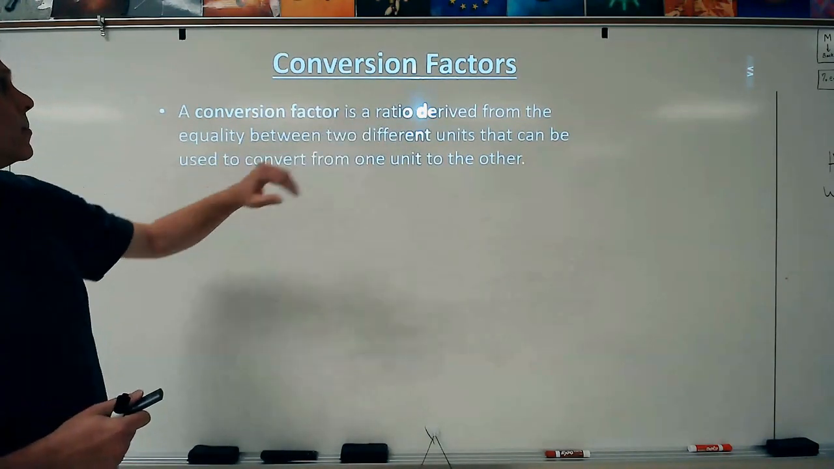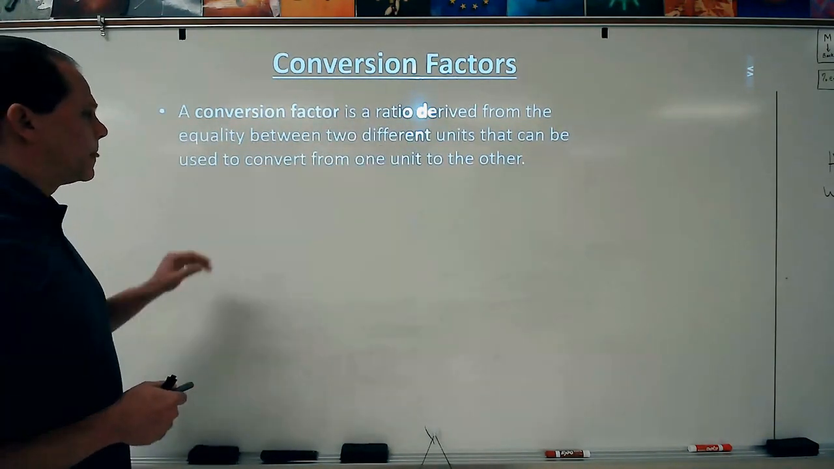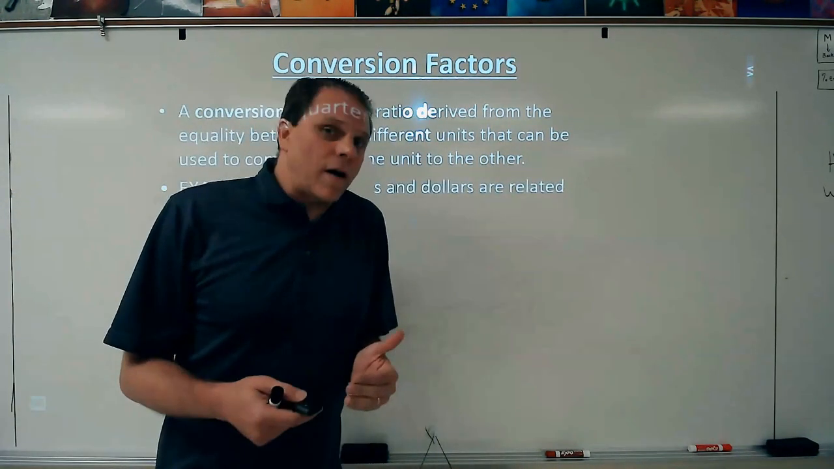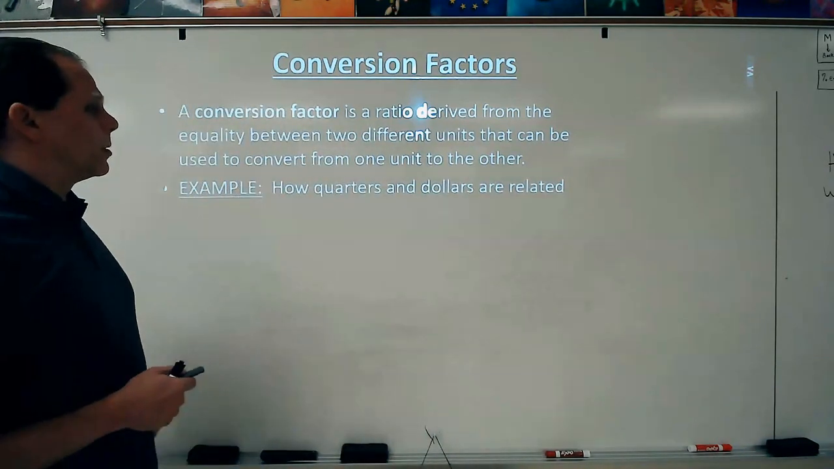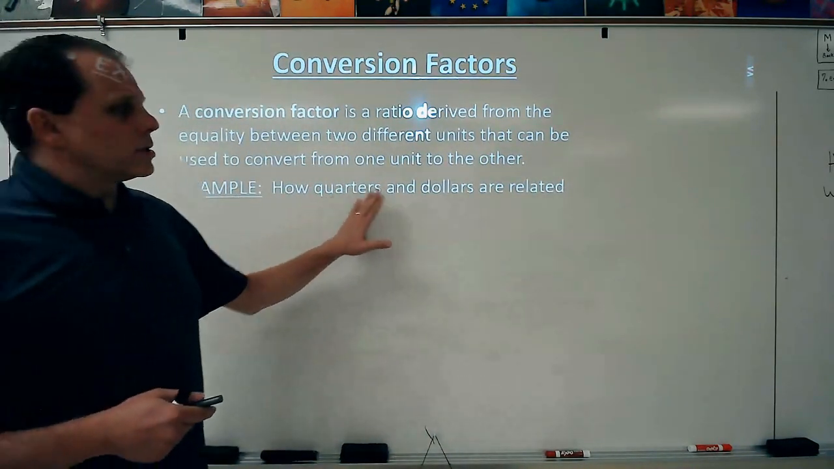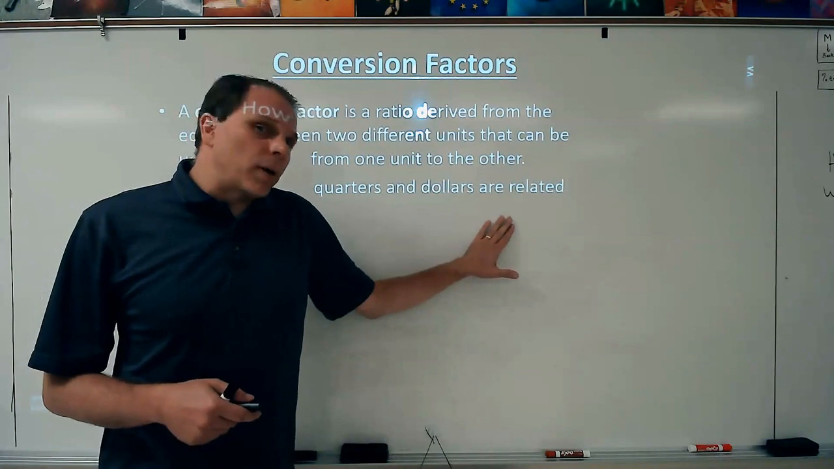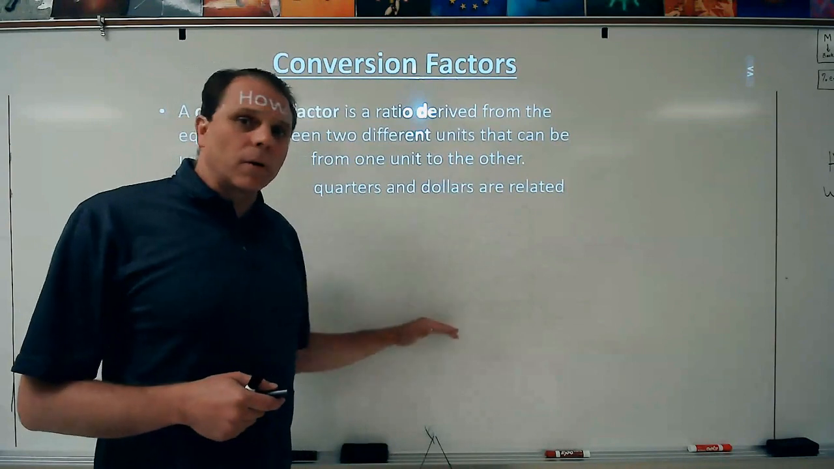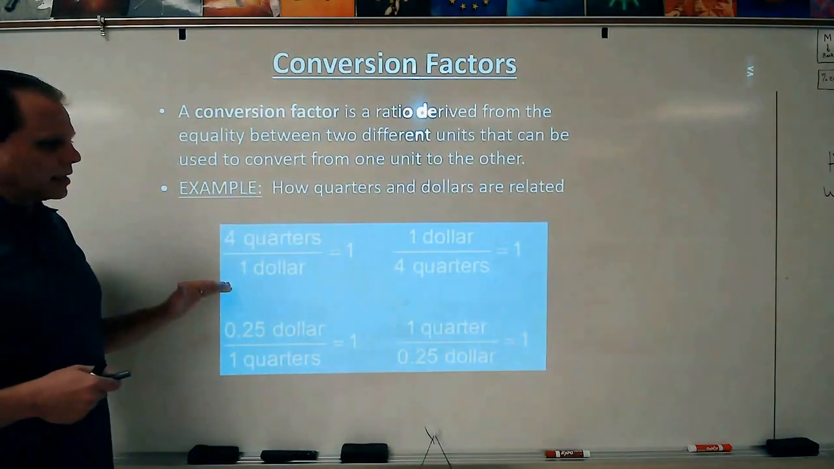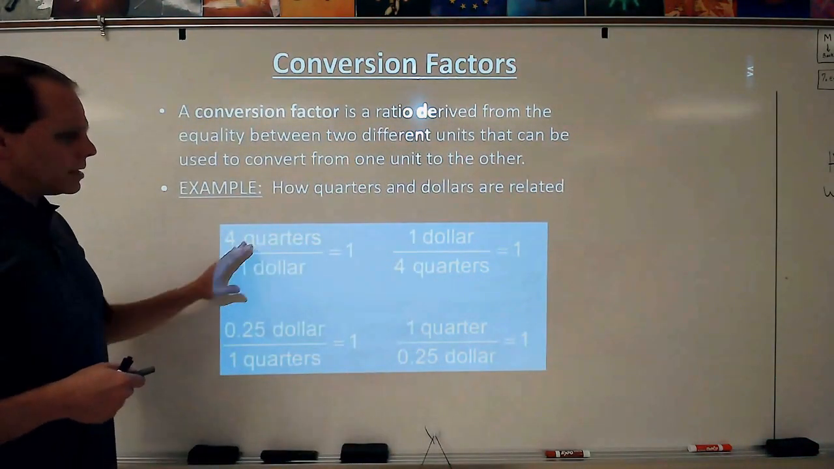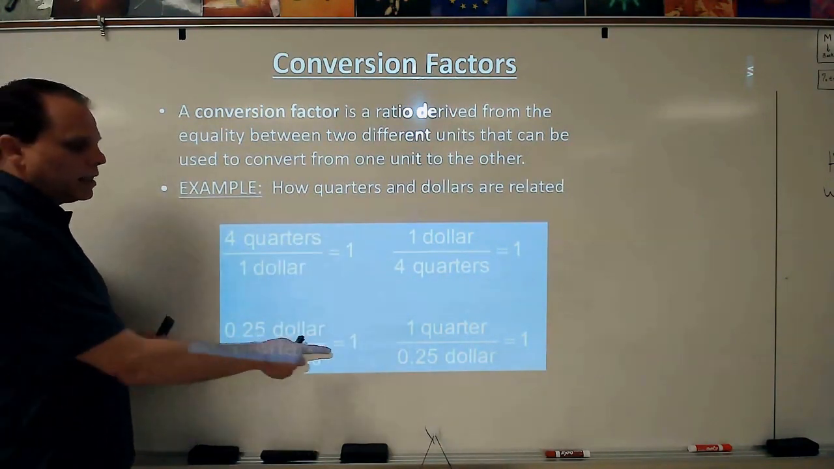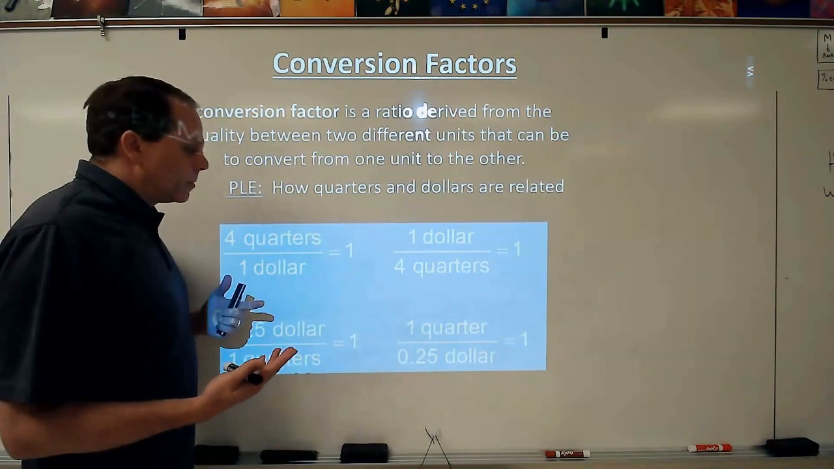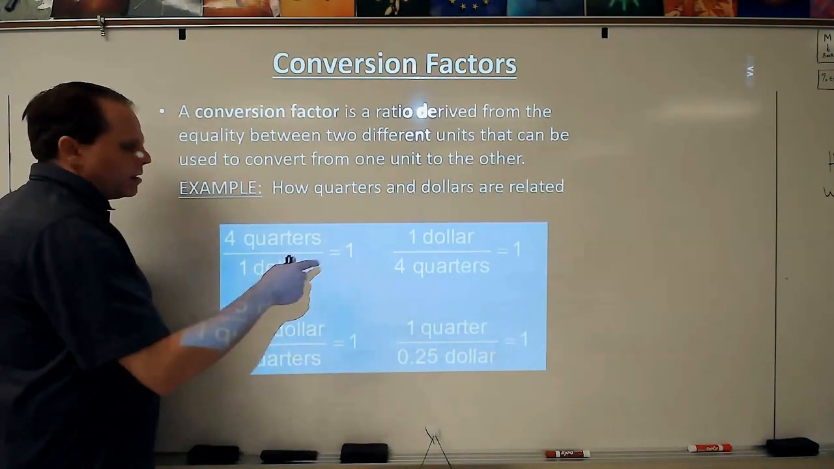It's the ratio derived from the equality between two different units that can be used to convert from one unit to the other. So, again, anytime you hear me say conversion factor, it's going to be a ratio, okay? How quarters and dollars are related can be expressed as a conversion factor. You can have quarters on top and dollars on bottom, or dollars on top and quarters on bottom. Either one works, right? And so there are 4 different ways here that we're showing you that are all equal to 1. They're a unit equality. We like to call them unit equalities because they're just going to be equal to each other, and they are each equal to 1.